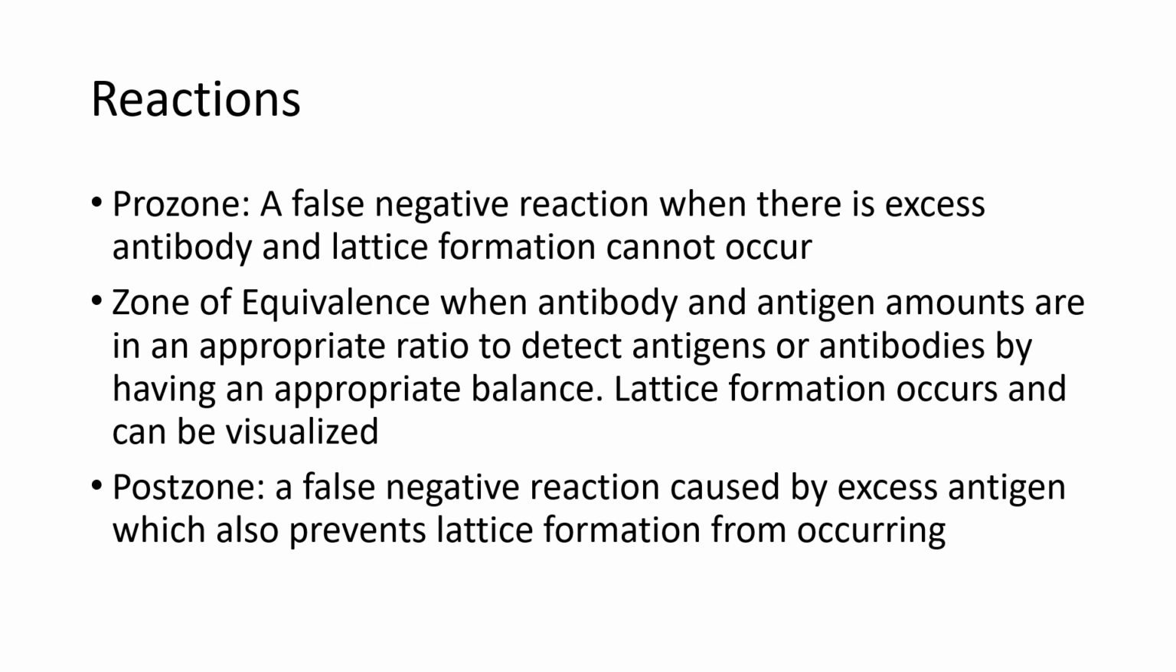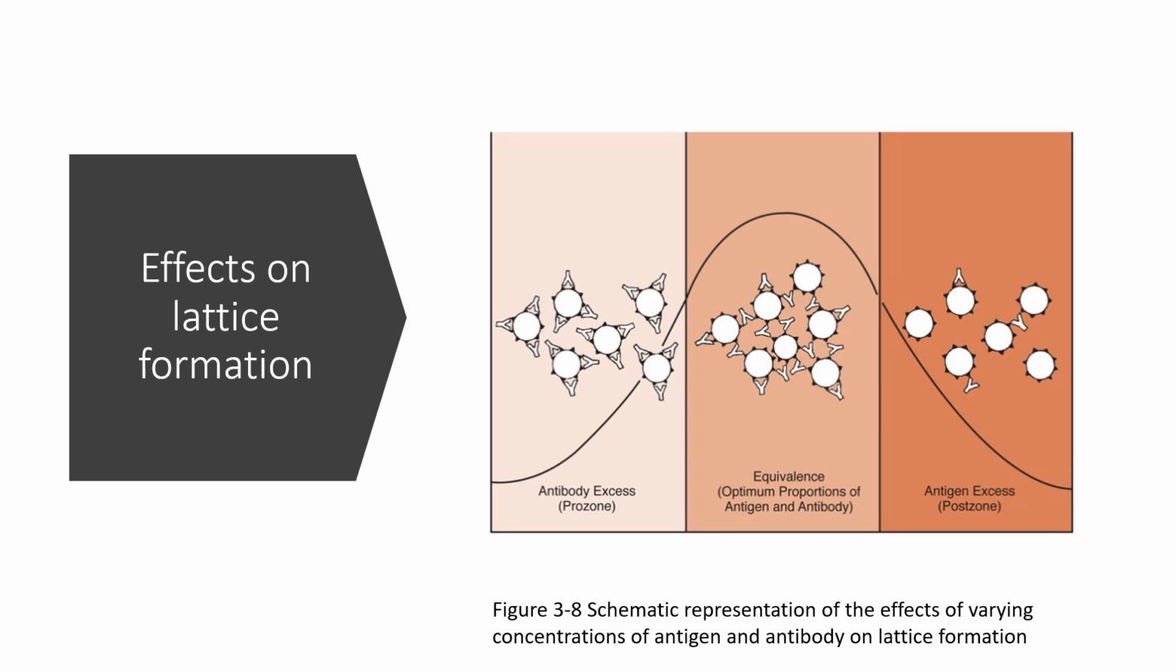A prozone is when lattice formation does not occur because the cells become so coated with antibodies that they don't cross-link and agglutinate. In the postzone, there are too many antigens and the antibodies can't cross-link for agglutination to occur. The zone of equivalence is when you have the appropriate amount of antigen and antibody to form agglutination. This image shows you the effects of having the antigen-antibody ratios in the correct and incorrect ratios and how this can cause false negative reactions by preventing lattice formation.